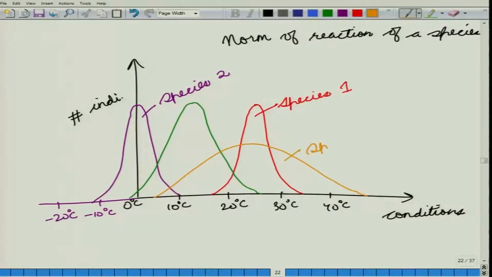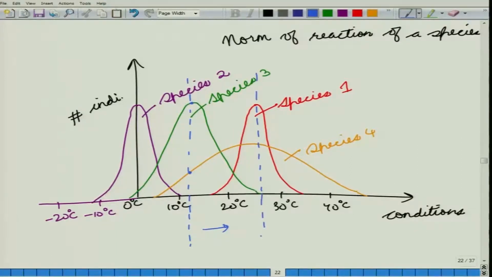So, this is for species 4, this is for species 3 and so on. Now, suppose you change the conditions. So, suppose earlier your temperature conditions were close to this. So, at this temperature you are seeing a lot of individuals of species 3, some individuals of species 4. But now let us move this temperature towards the right. So, suppose let us take this temperature.